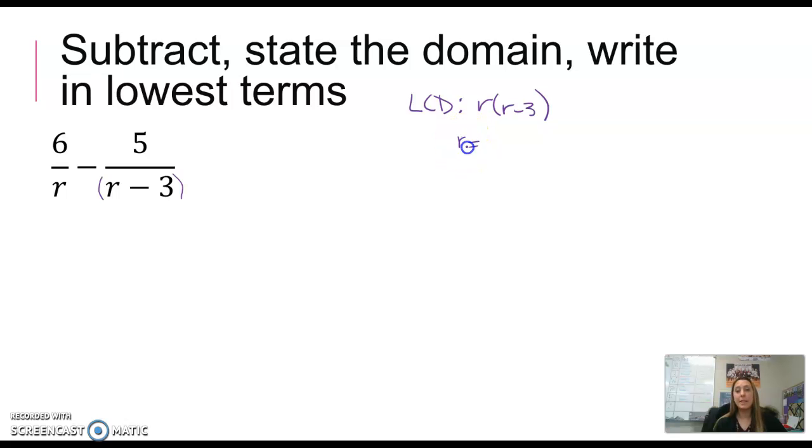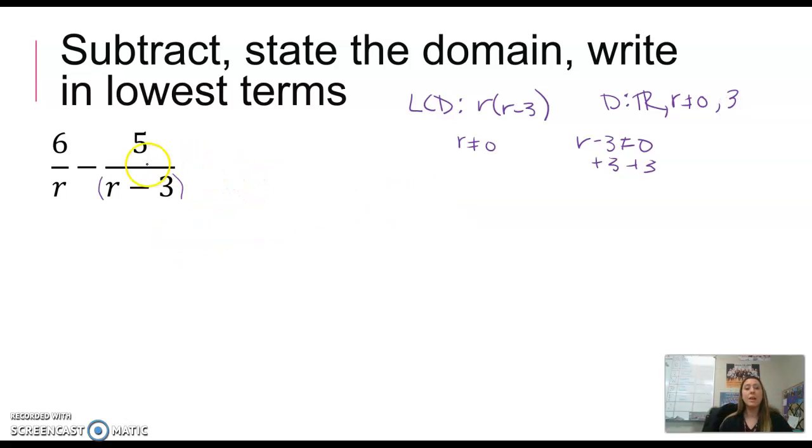So I'm going to set them both not equal to 0 and solve. I'm going to set r minus 3 not equal to 0. And I'm going to end up with the domain being all real numbers except for where r cannot equal 0 or positive 3.